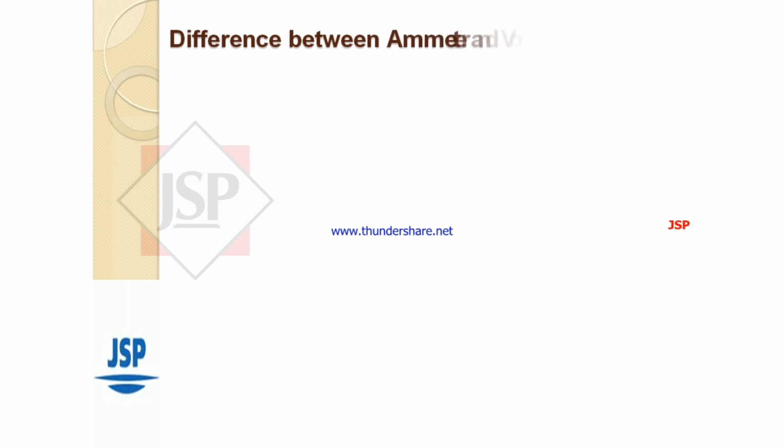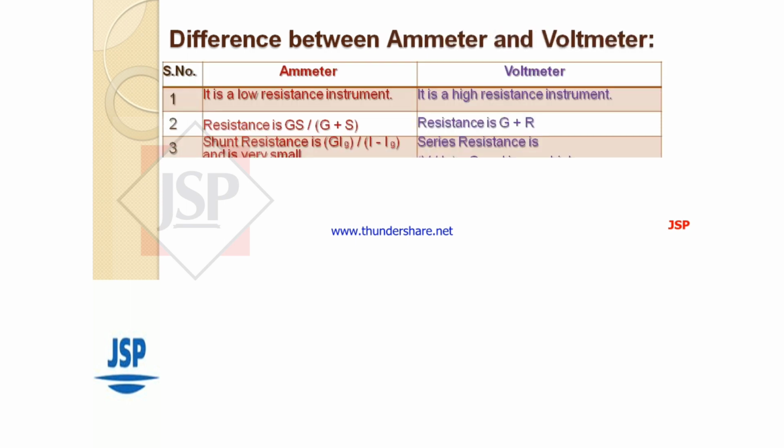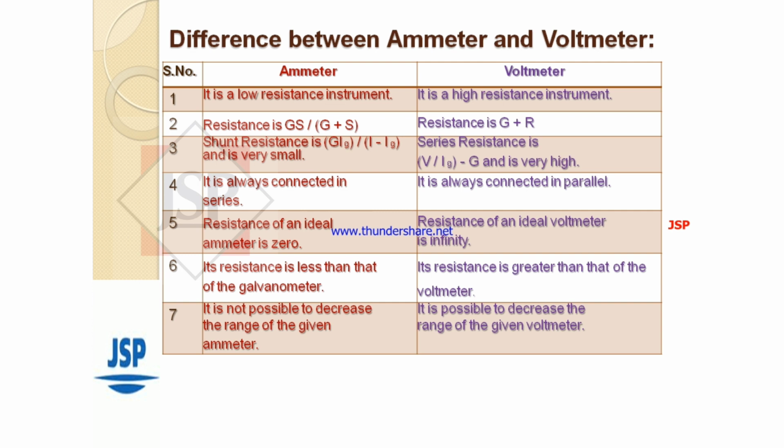Differences between ammeter and voltmeter. First ammeter, then voltmeter. One by one I am going to explain. First point, ammeter is a low resistance instrument. Voltmeter is a high resistance instrument. Second point, in ammeter, resistance is capital G S by capital G plus S. In voltmeter, resistance is capital G plus R. Third point, in ammeter, shunt resistance is capital G Ig divided by I minus Ig and is very small. Voltmeter series resistance is V by Ig minus capital G and is very high.